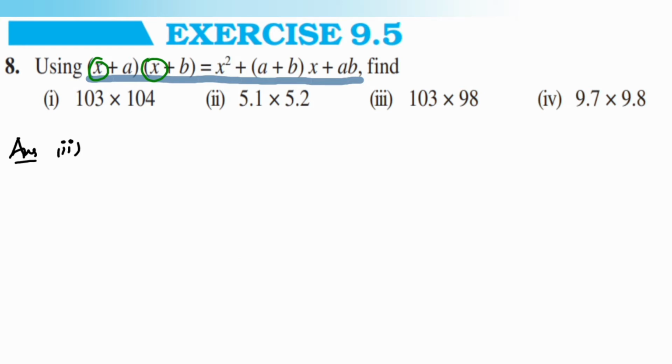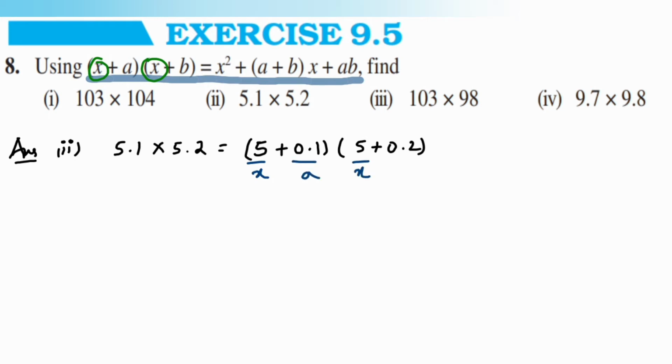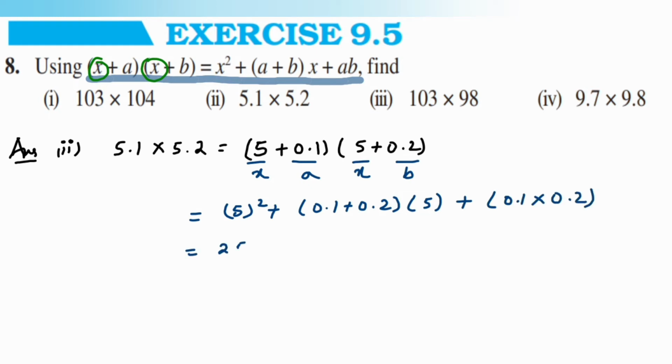So the second question is 5.1 multiplied by 5.2. So we can write this as 5 plus 0.1. Make sure the x value should be the same. And then 5 plus 0.2. So here, x value is 5, a value is 0.1 and b value is 0.2. So using the identity, we'll get 5 square plus (0.1 plus 0.2) multiplied by 5 plus 0.1 multiplied by 0.2. Now 5 square is 25 plus, now we'll add up 0.1 and 0.2, we'll get 0.3. So 0.3 into 5 plus, now we'll multiply 0.1 and 0.2, we'll get 0.02.